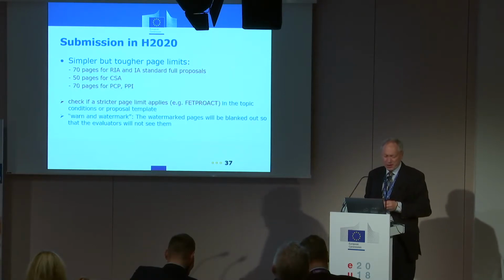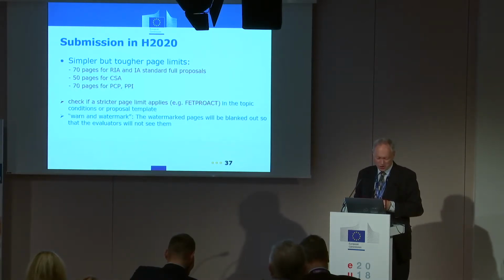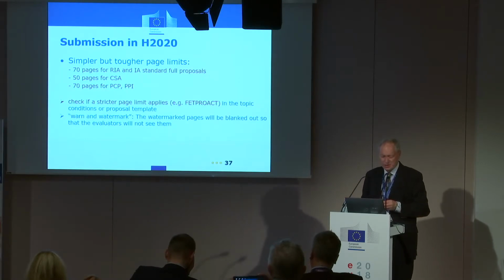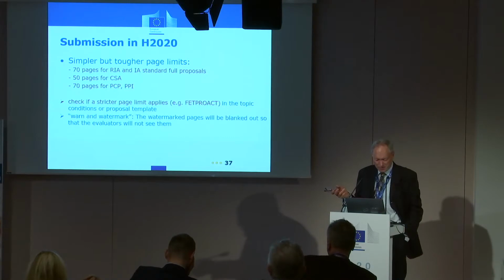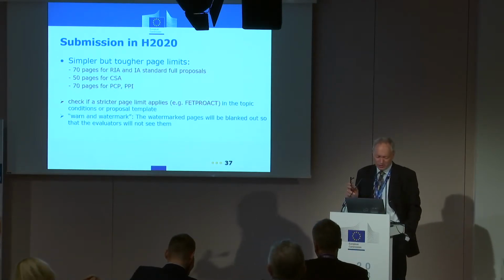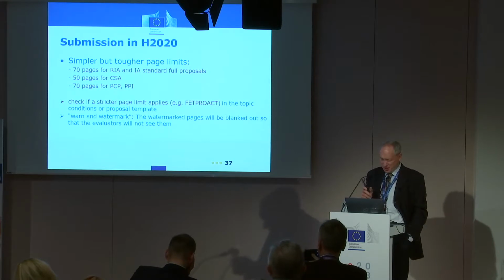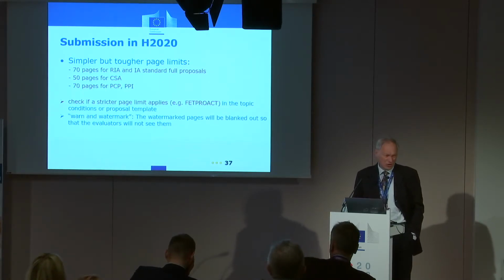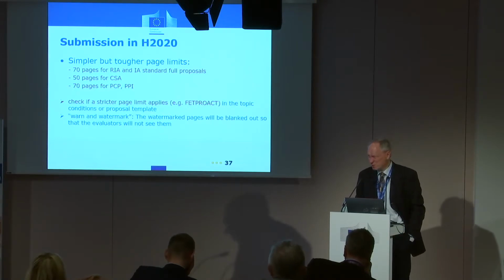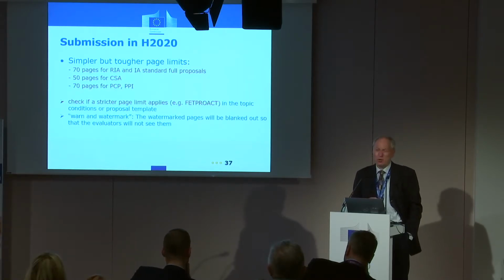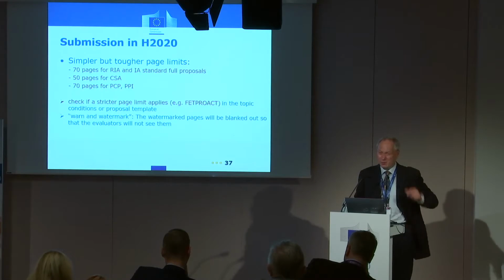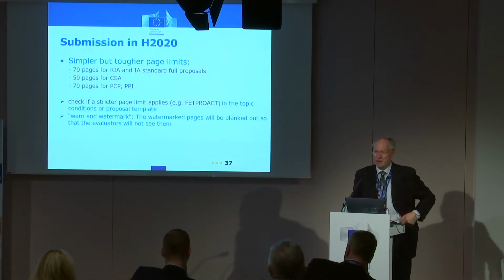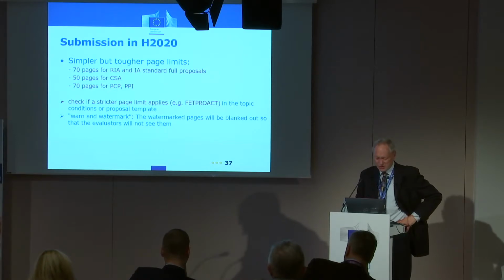Page limits are 70 pages for research and innovation actions and innovation actions, and for PCP and PPI, and 50 pages for CSAs and I think ERANET, I'm not sure. There may be stricter pages for FET, Future and Emerging Technologies. We often only have 16 pages because we are flooded with thousands, with 1,000 or more than 1,000 proposals per call, and we cannot manage to evaluate 70,000 pages in one call.